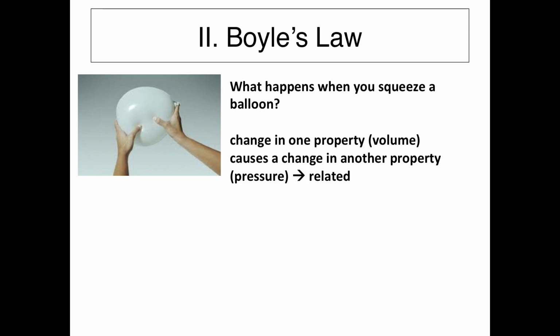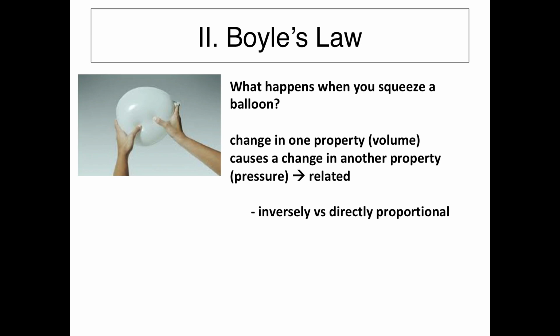So what we just talked about is how when we change one property, in that case volume, it can cause a change in another property, in that case pressure. There is a relationship between those two. And in gas laws, there are two types of relationship. One is called inversely, and the other is called directly proportional.